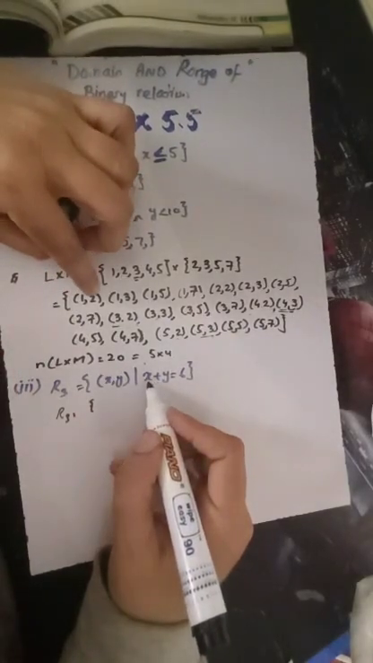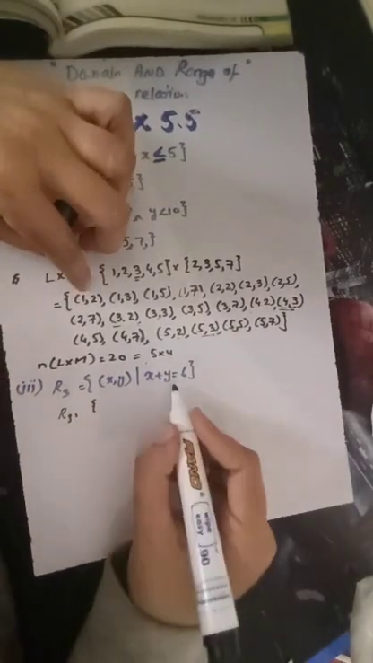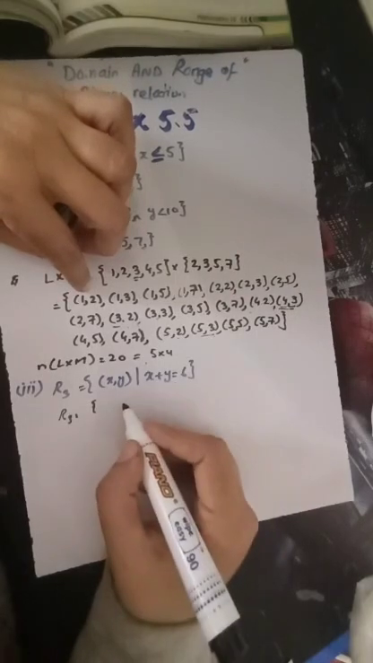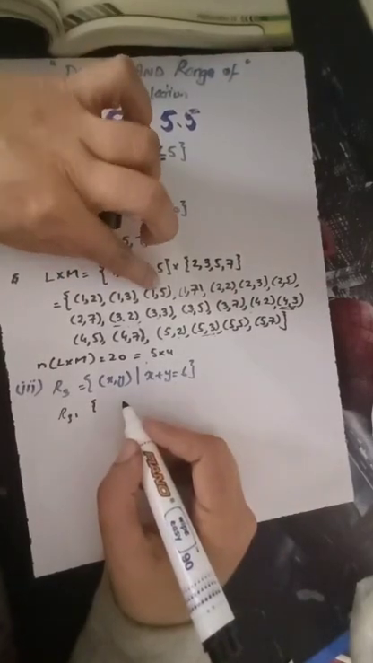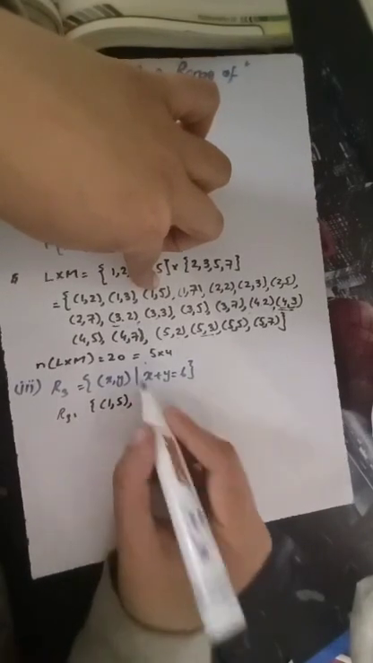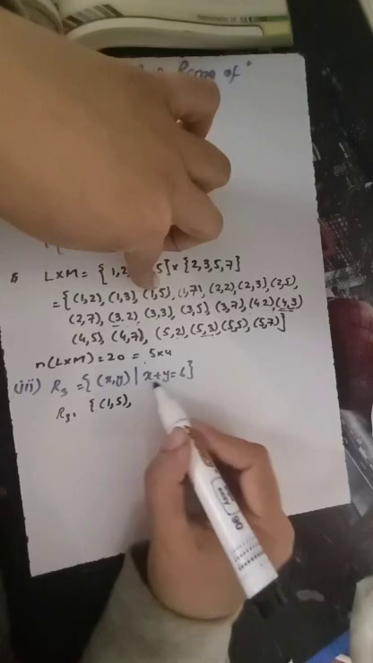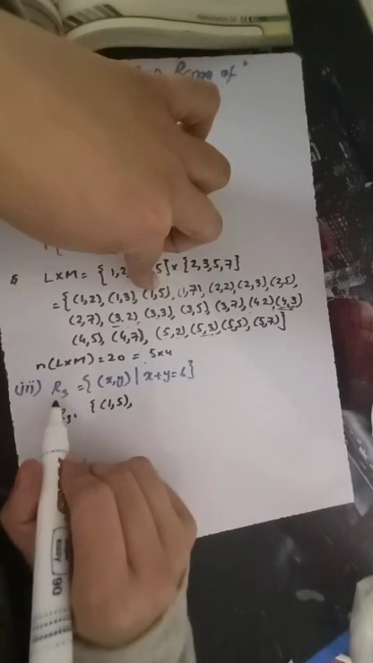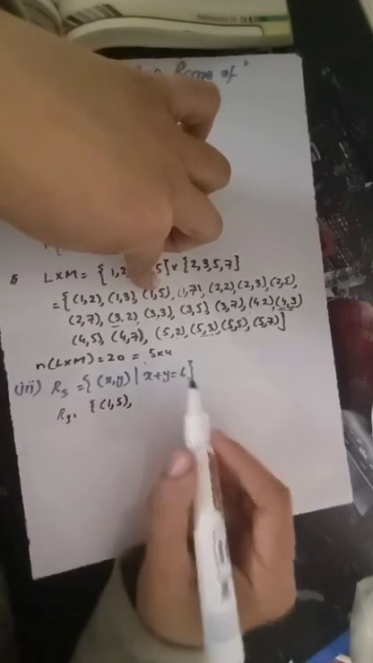We know that 1 plus 2 is 3, not 6. So we are not going to use this ordered pair for this. 1 plus 3 is not 6. 1 plus 5 is 6. So I'm going to add this ordered pair to this relation because this is the condition which is satisfied by the ordered pairs which are contained in R3.